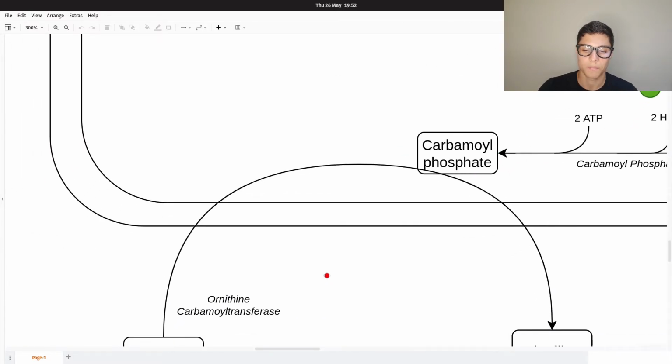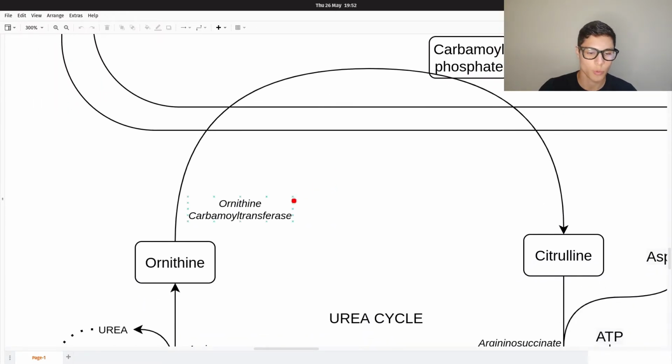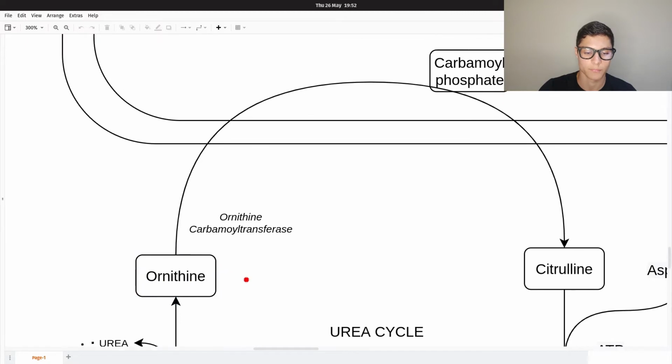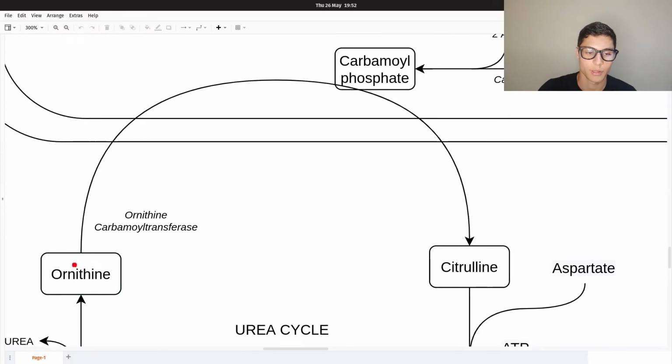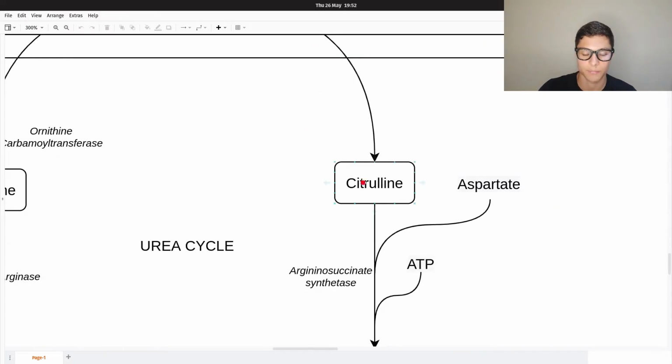Okay, so outside the mitochondrion, we have ornithine. If you remember from the degradation of arginine, we have ornithine. Ornithine is going to be converted into citrulline using ornithine carbamoyl transferase. So pretty easy: ornithine carbamoyl transferase. It will enter the mitochondrion, bind to this, react, and then get out as citrulline.